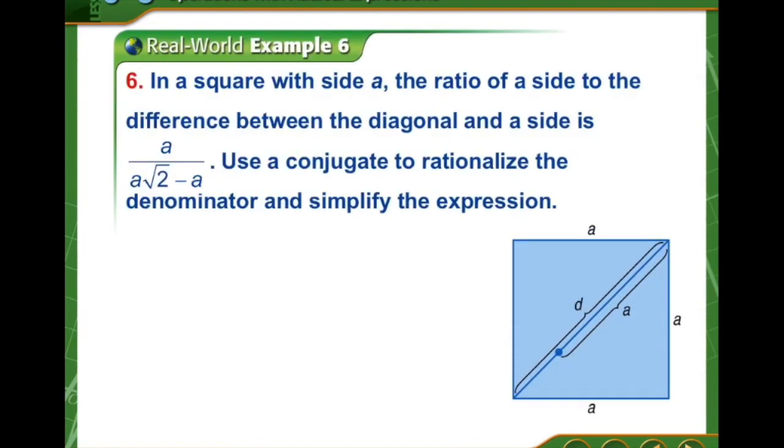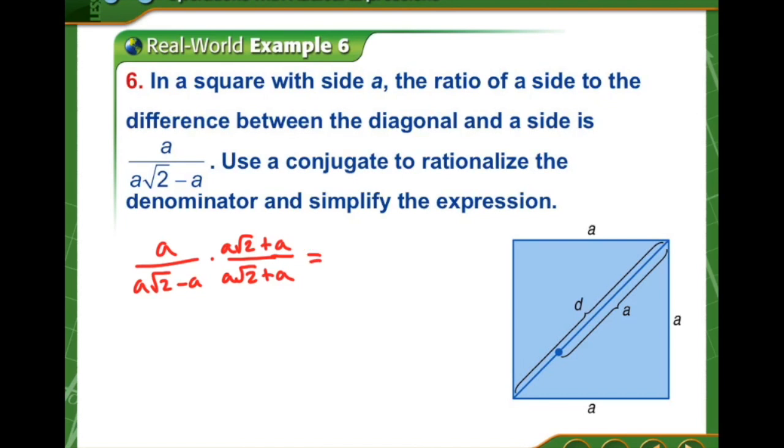And our final problem is a word problem. We want to use the conjugate to rationalize the denominator and simplify the expression here for the formula we have. So all we have to do is multiply a over a square root 2 minus a by the conjugate over itself. So the conjugate is a square root 2 plus a. And we multiply that times 1, right? Because it's the same thing on top of itself.